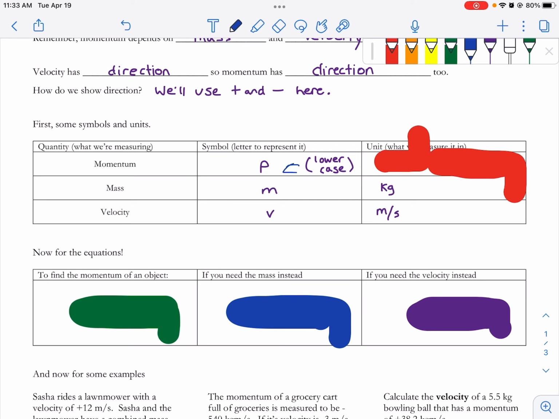That is an arrow. I know you can't tell my hand. Oh, whoa, that's even worse. Let me fix that. Okay, so there's a lowercase p, and that's a lowercase m, and that's lowercase v. They're all lowercase, okay?